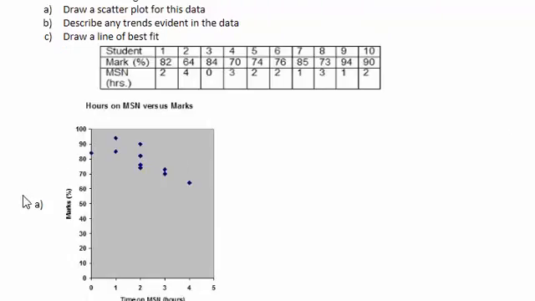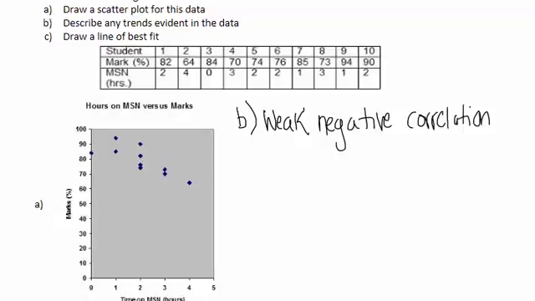So on part A here, we have drawn a scatter plot for the data. Now we're asked to describe any trends that are evident within that data. The first thing that we should notice from above is that there is a weak and negative correlation, because as the time on MSN increases, the marks decrease.